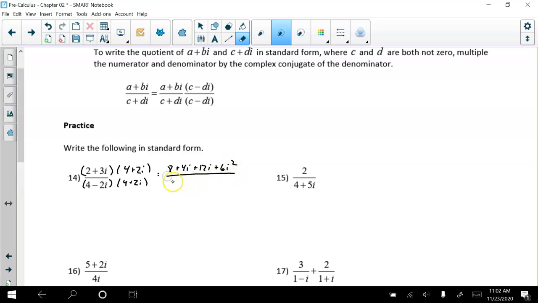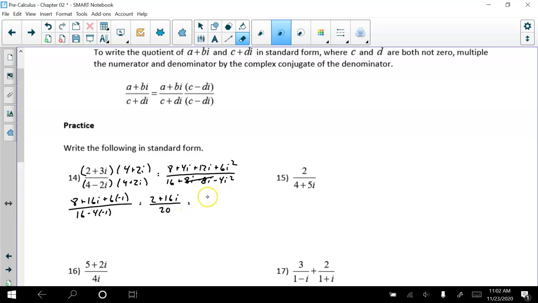And in the denominator, we end up with 16. I'm just going to do this once. Plus 8i minus 8i minus 4i squared. You can see in the denominator, the i's cancel. Now in the numerator, we have 8 plus 16i plus 6 times negative 1. And in the denominator, we have 16 minus 4 times negative 1. So 8 plus negative 6 is 2 plus 16i over, and it's just going to be 16 plus 4, which is 20. We have no more i in our denominator.